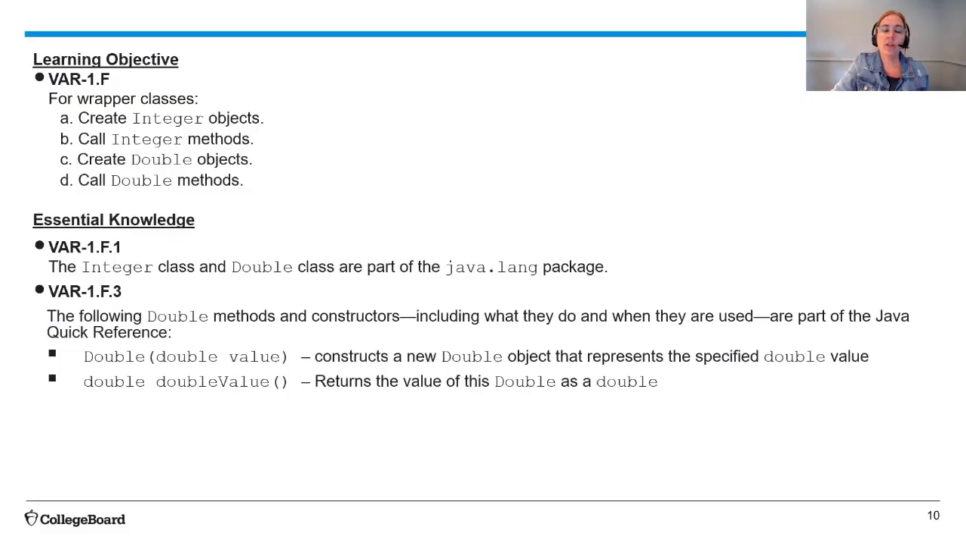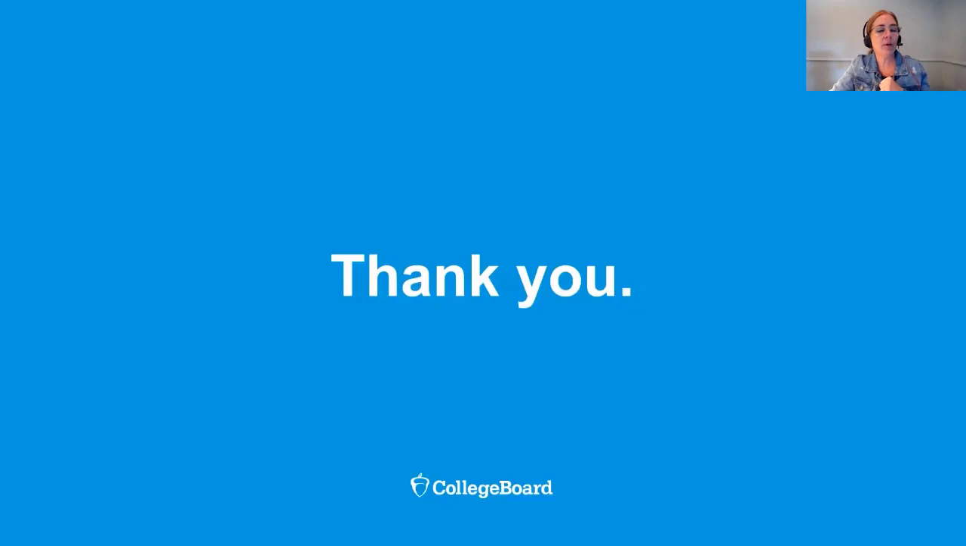All right, so what you should take away from this lesson is that the Java Quick Reference provides us with a double constructor to create double objects and a double method that will reach into a double capital D and grab us that value as a primitive lowercase d. And both of these are provided in the java.lang.